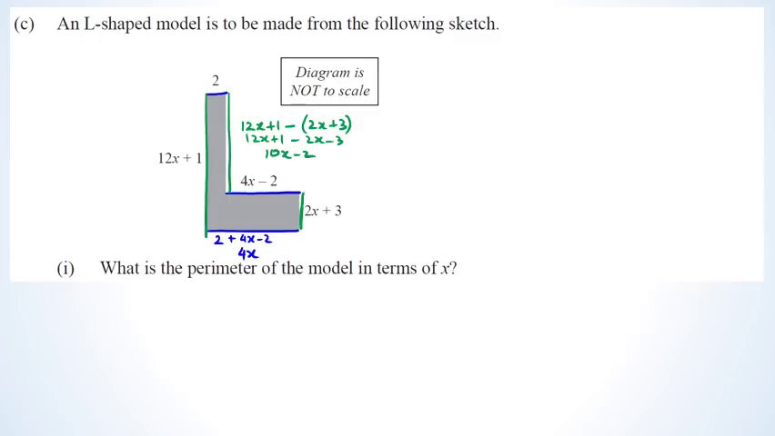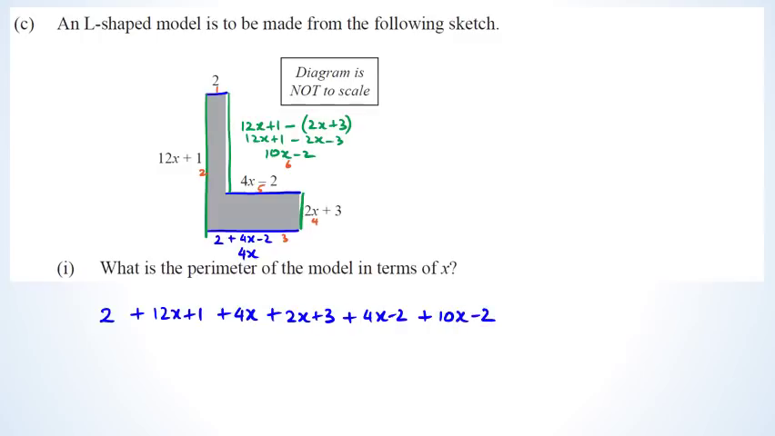So with that said, I've got 1, 2, 3, 4, 5, 6 sides there. Let me just show you guys that again: 1, 2, 3, 4, 5, and 6 sides. So the perimeter is just going to be adding up all of those things together. So 1 is 2, plus 12x plus 1, which is the second side, plus 4x, which is the third side, plus 2x plus 3, which is the fourth side, plus 4x minus 2, which is the fifth side, and then the sixth side is 10x minus 2.